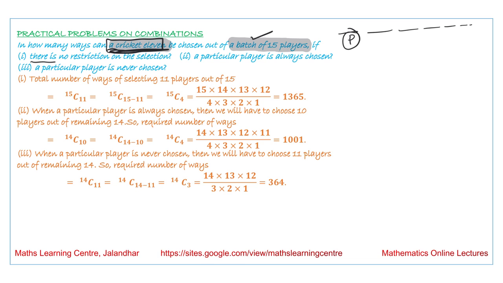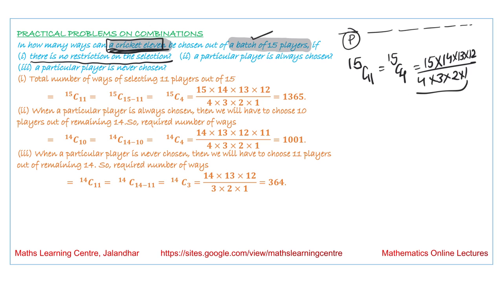So first is, if there is no restriction on the selection. When there is no restriction on the selection, it means out of 15 players, we have to choose 11 players, and this value is equal to 15C4, and this is equal to 15 into 14 into 13 into 12 divided by 4 into 3 into 2 into 1, and the value we obtain is 1365 ways.